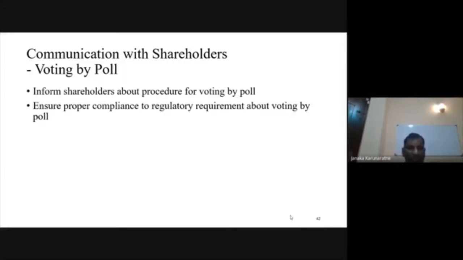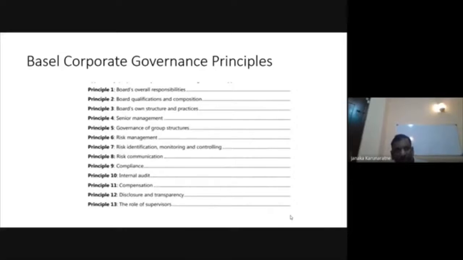Communication with shareholders: voting by poll. Now, sometimes there may be resolutions which require voting by poll, and some shareholders may not be very thorough with these procedures. So ensure that shareholders are adequately informed about the procedures for voting by poll. And also ensure proper compliance with regulatory requirements about voting by poll. So there may be certain requirements when voting by poll, so please inform them of the procedures. Okay. Are there any questions?